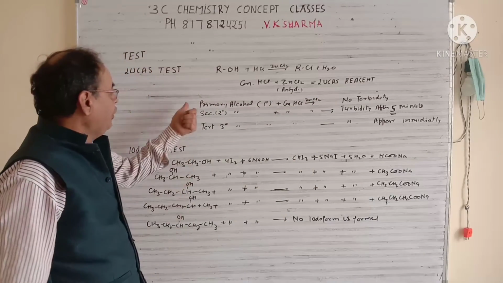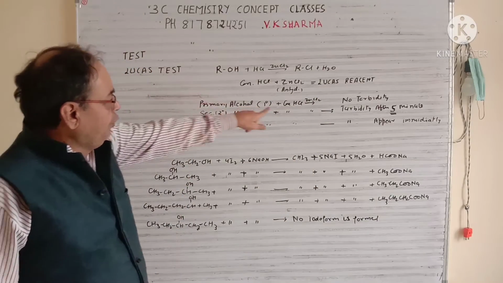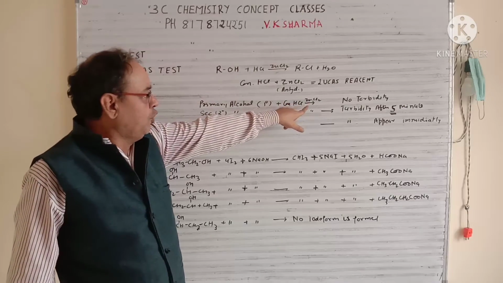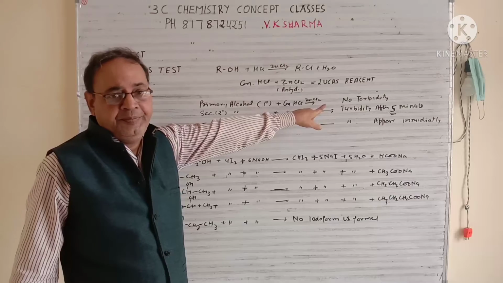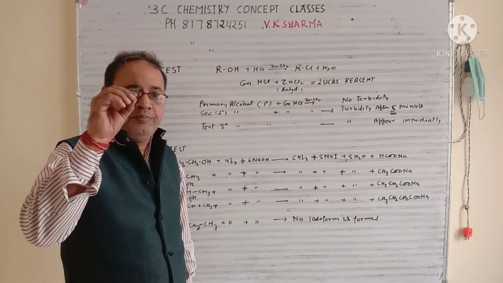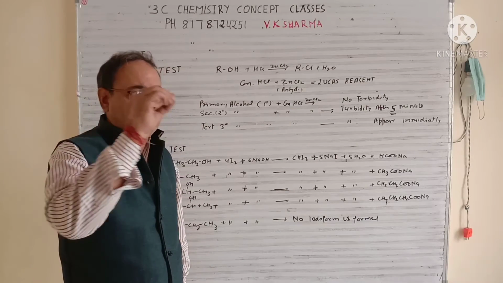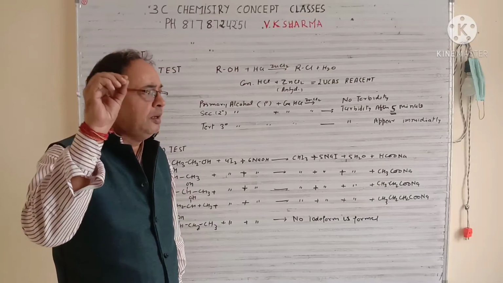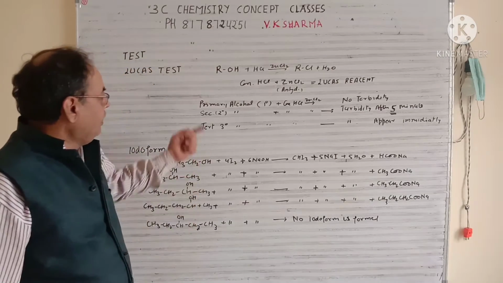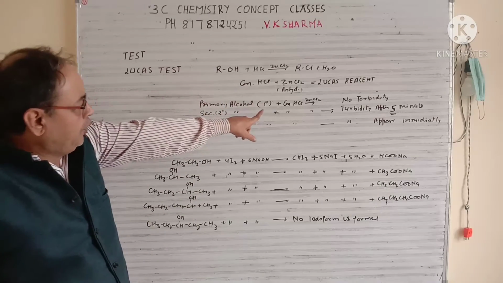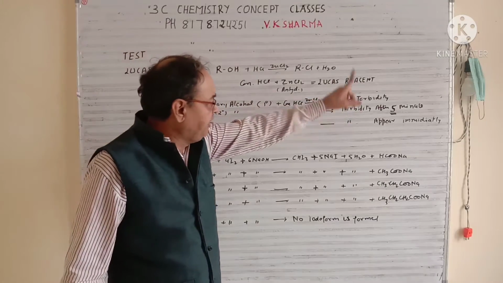So what happens when you react primary alcohol with concentrated HCl and ZnCl2? It will have no turbidity. Turbidity means it just becomes an opaque structure. A transparent solution becomes opaque, so that is called turbidity. So some cloudiness comes in the solution. So primary alcohol with Lucas reagent, there is no turbidity.